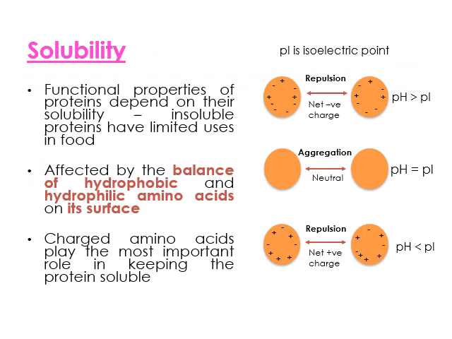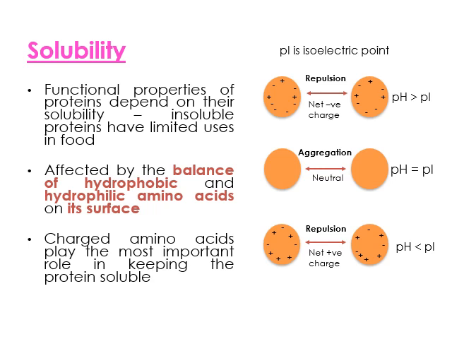So the functional properties of proteins are often affected by their solubility, and most of those affected are thickening, foaming, emulsifying, and gelling. We know that insoluble protein have very limited use in food. They can be affected by balance of hydrophobic and hydrophilic amino acid on its surface. So charged amino acids of the protein play the most important role in keeping the protein soluble. So what happens here, if the pH is more or less than the isoelectric point, the protein will tend to repulse and maintain its solubility.